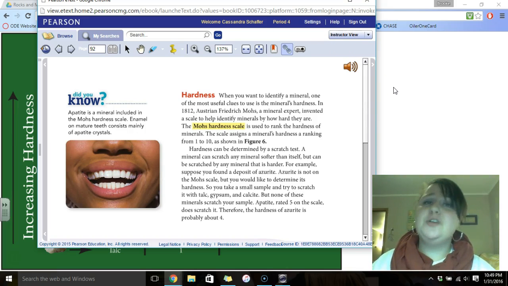The next thing on your to-do list is you're going to try your hand at using the Mohs hardness scale and finding the hardness of different minerals.